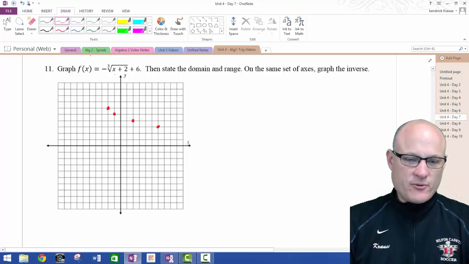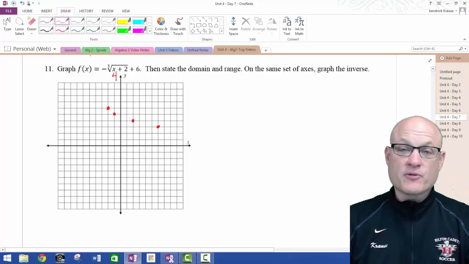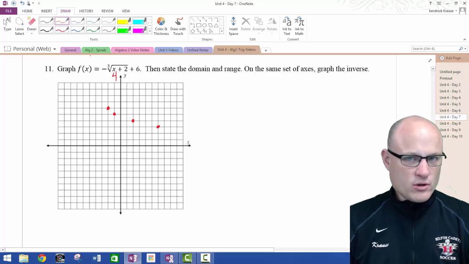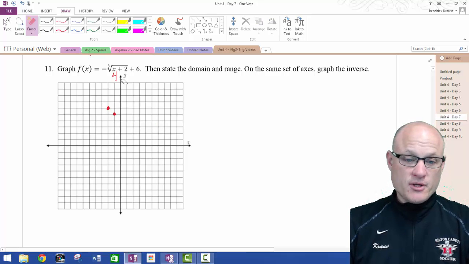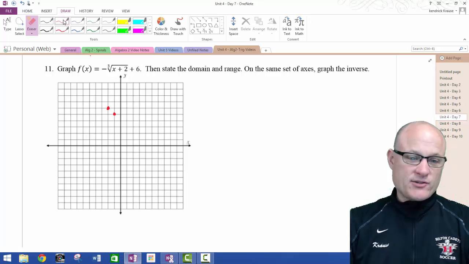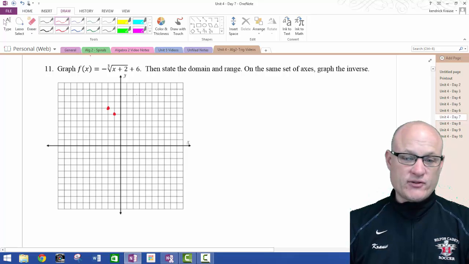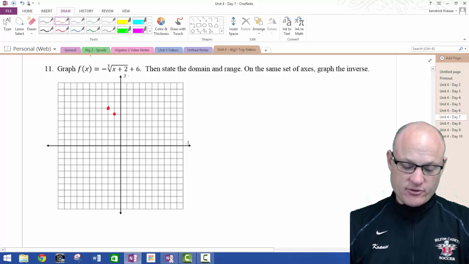I plugged in a 4 because that's a perfect square. But I'm not working with perfect squares. So I shouldn't be using perfect squares. I should be using only cubes. And then when I got to plugging in a 6, 6 plus 2 is 8. The cube root of 8 is 2. The negative out front makes it negative 2. But then negative 2 plus 6 is 4. And I hit 3. So then you're like, all right, wait a second. What's going on here? So evaluate what you're doing, making sure.